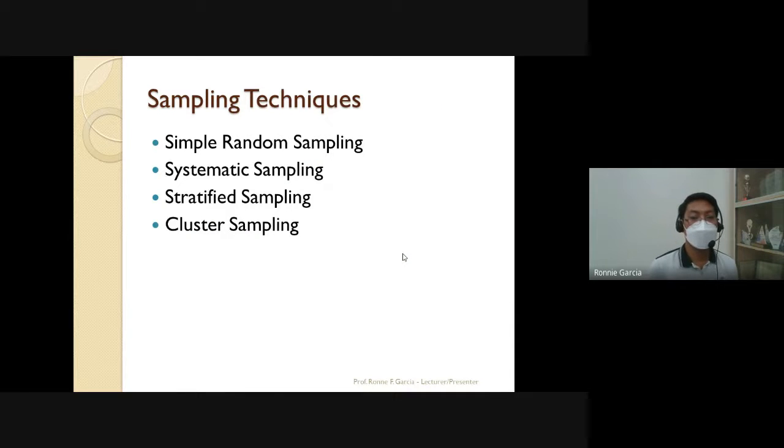The last part of our discussion before we end is the sampling techniques. Giunsa ninyo pagkuha ang inyong mga data sa inyong mga respondents? Kaya usually, daghan man gud kaayo na sila, di ba? Did you use simple random sampling? Isa nagamit og simple random sampling? Or did you use systematic sampling or stratified sampling, cluster sampling? These are the probability types of sampling. Mao ni siya ang usually ginagamit sa academic research.